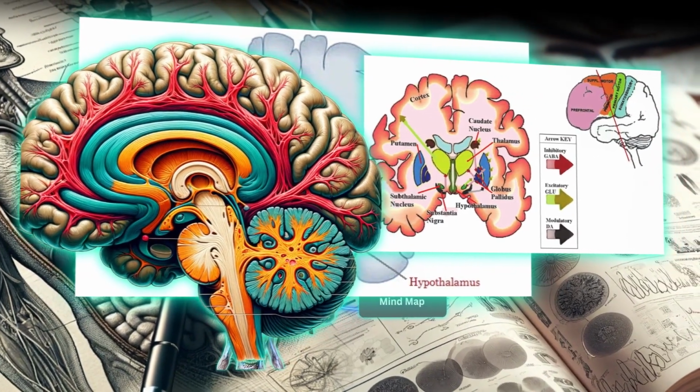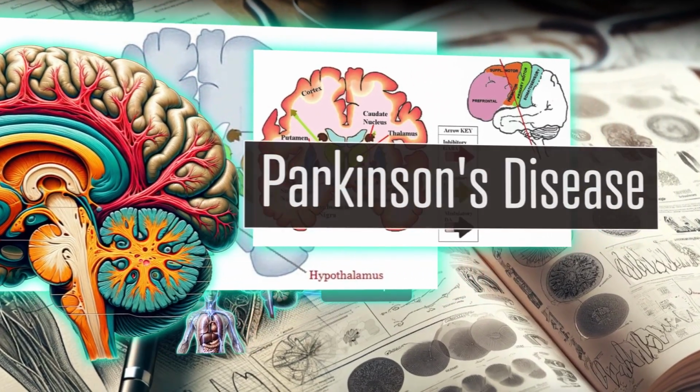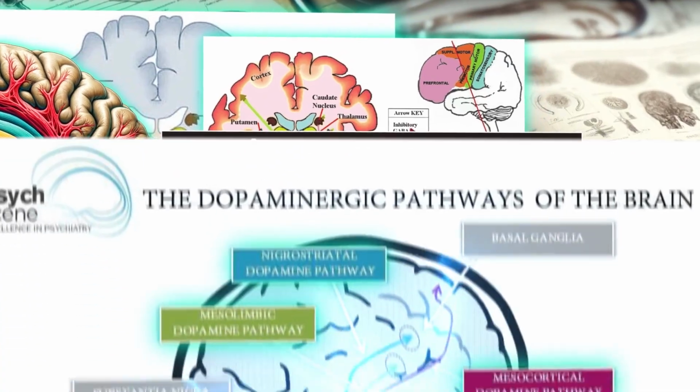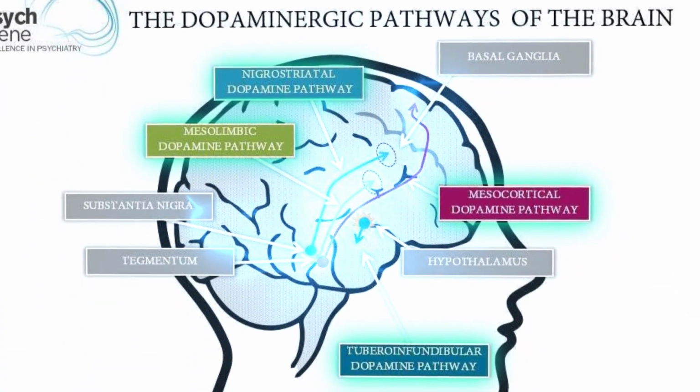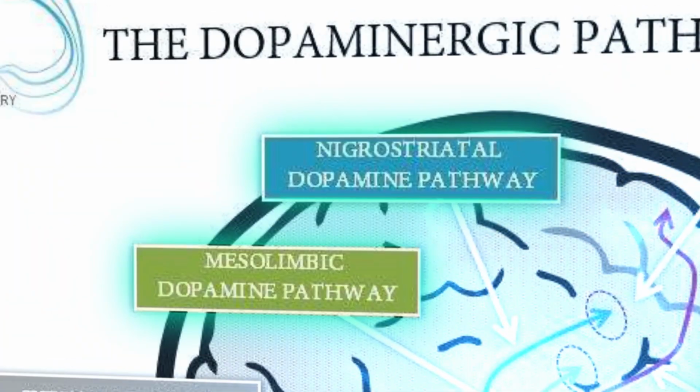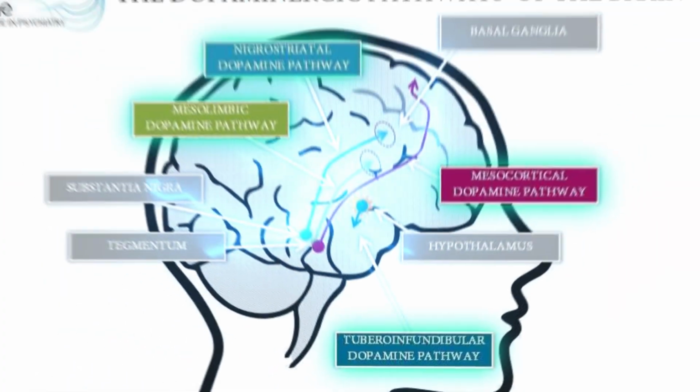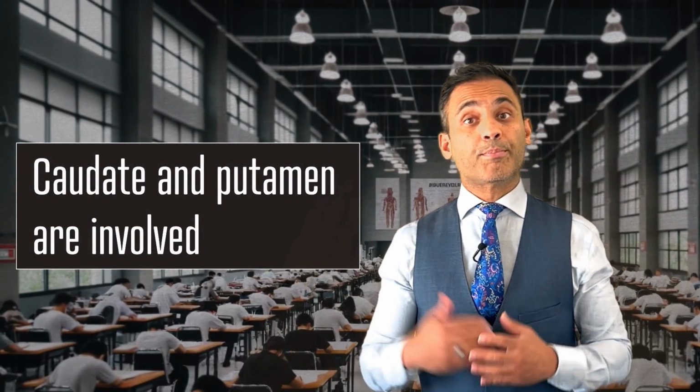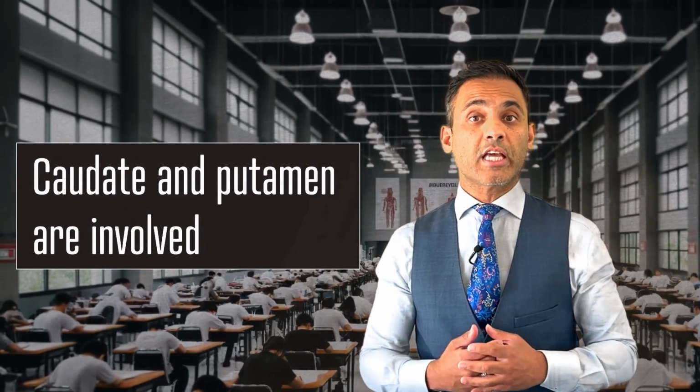So let's expand this map. The substantia nigra is associated with Parkinson's disease, perhaps focusing on dopaminergic pathways, the mesolimbic, the mesocortical, the nigrostriatal, the tuberoinfundibular, etc. So you can see how questions can be formed on any of these different aspects. If the caudate and putamen are involved, and you see this in your stem, your thoughts should pivot towards Huntington's disease. What do you need to know here?